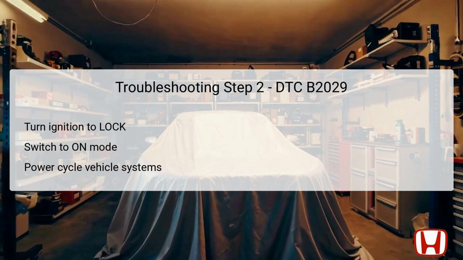Following the clearing of DTCs, the next troubleshooting step requires the technician to turn the ignition switch to the lock position and then back to the on position, or alternatively, press the engine start-stop button to switch from off mode to on mode. This action powers up the vehicle's electrical systems, allowing the onboard diagnostic systems to run or refresh. The purpose of this step is to ensure that all modules are properly energized and ready for communication.